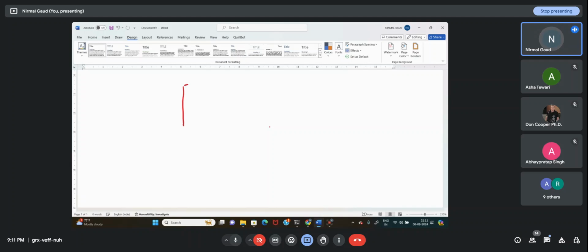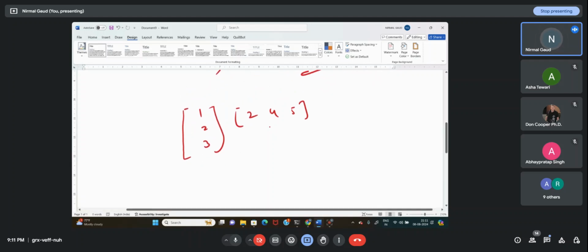So it will be like this: 1 2 3, then this will be 2 4 5. Okay, and if I need to do the cross product, it will be like this into this. So this is your 3 cross 1 and this is 1 cross 3. So the resultant should be 3 cross 3.